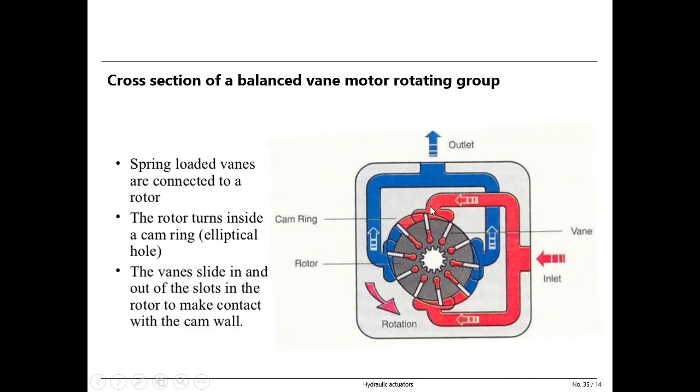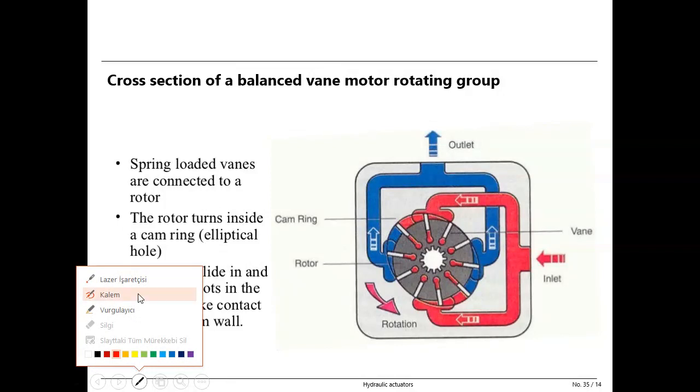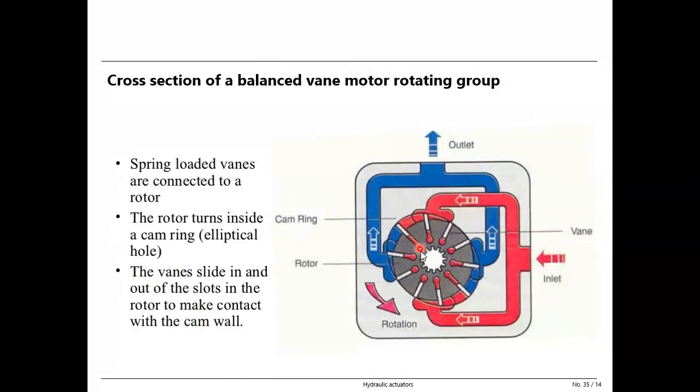So the vanes are spring-loaded. Let's use the laser pointer here: spring-loaded vanes are connected to a rotor here. This is the rotor, the turning part. The rotor turns inside a cam ring with an elliptical hole. This is the cam elliptical hole here. That's the reason the vanes move up and down, and by moving up and down, take oil in and push it out.